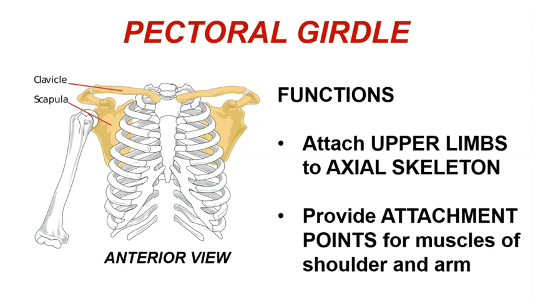The functions of the pectoral girdle are to attach the upper limbs to the axial skeleton, and they also provide attachment points for many of the muscles at the shoulder joint, and many of the muscles of the arm will also attach to the pectoral girdle as well.